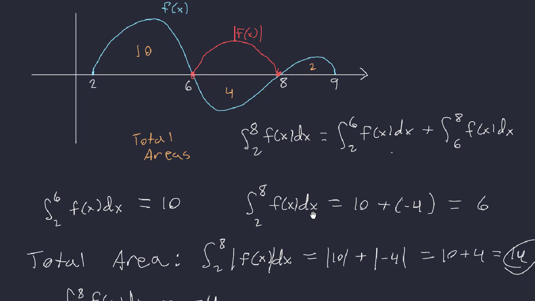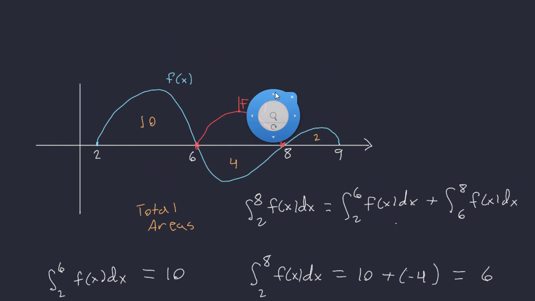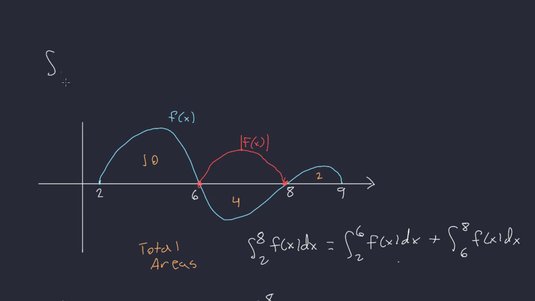Okay? So finally, that leads us, I'll do it up here since things are getting cluttered. If I wanted the definite integral from 2 to 9 of f of x dx, it would be positive 10 minus 4 plus 2, right? This region minus this region plus this region. So it would actually be 10 minus 4, which is 6, plus 2, which is 8.